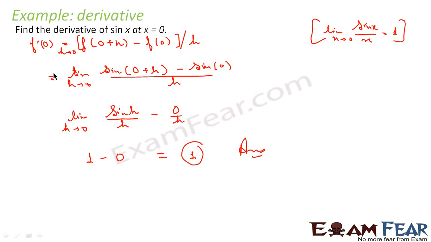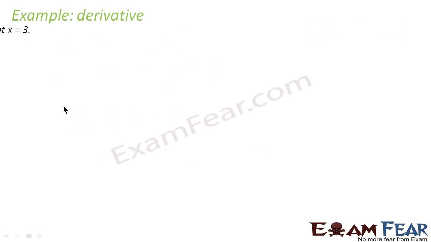What we have done here? Same thing, we have used the same formula. F dash of 0 is nothing but f of 0 plus h minus f of 0 by h, where h tends to 0. We have solved this and we have got the answer.